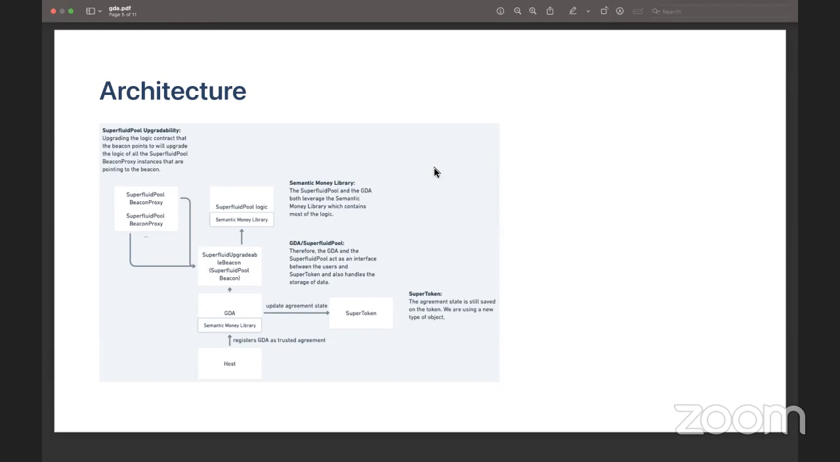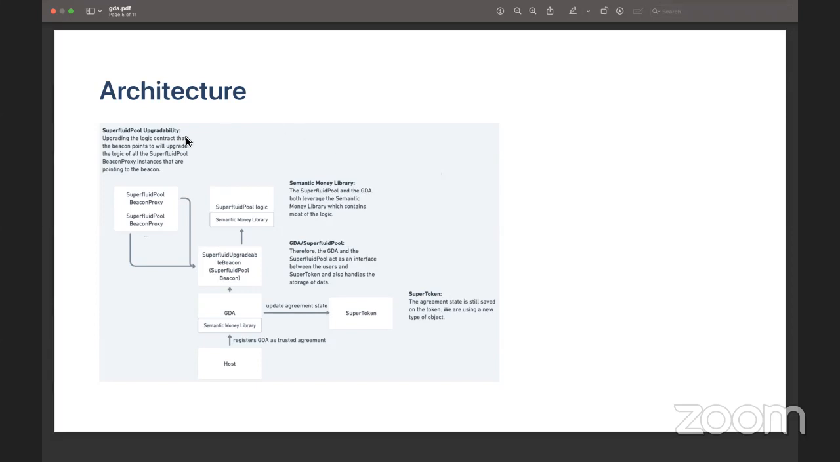Yeah, so we could use UUPS proxy, similar to the way that super tokens are done right now. But that would mean that when we were doing an upgrade of, let's say, the superfluid pool logic, if we ever do, we would have to upgrade them in a similar way. So you have to loop over everything and upgrade all of them. But in this case, you can just upgrade the logic contract that the beacon is pointing to.